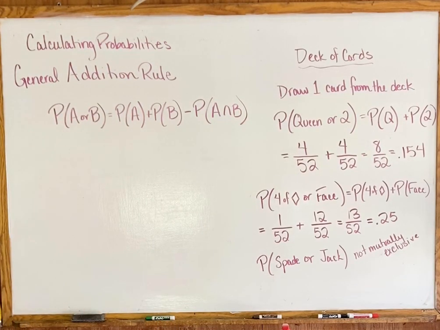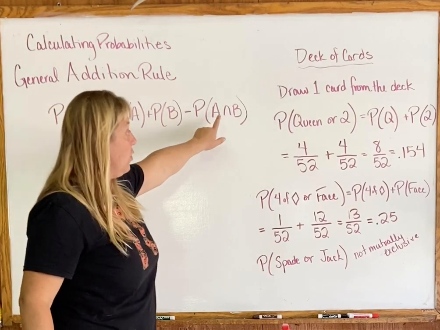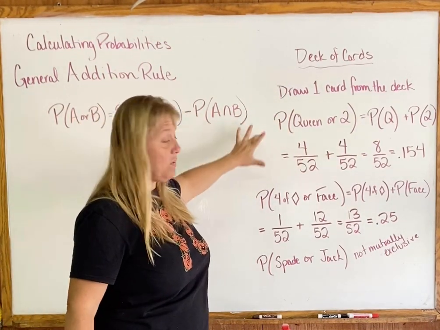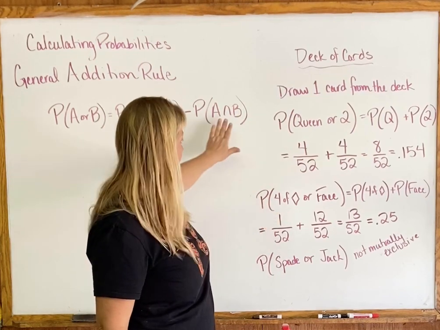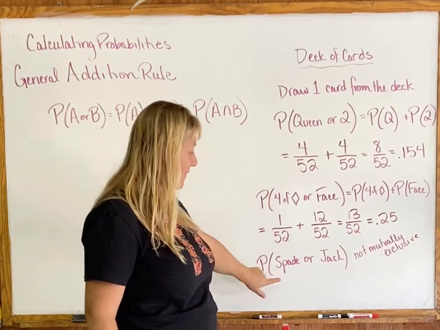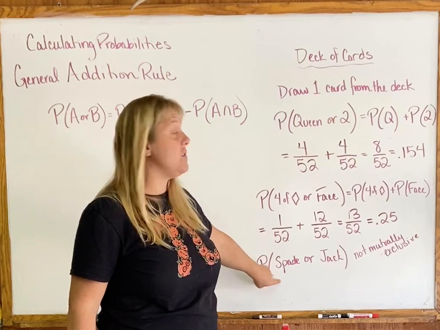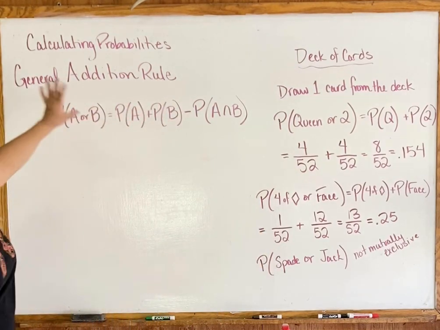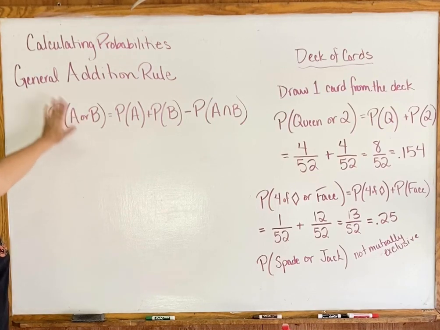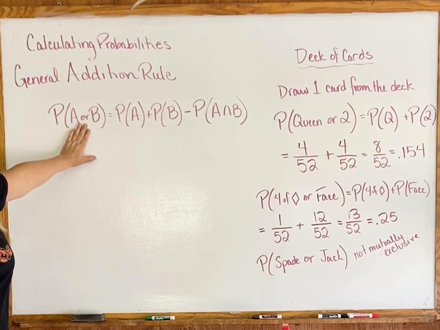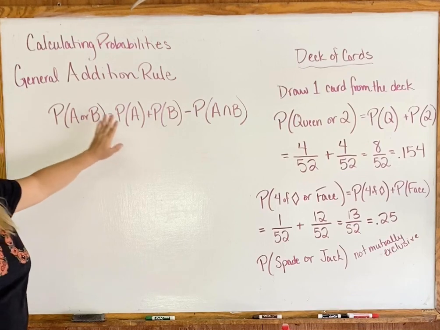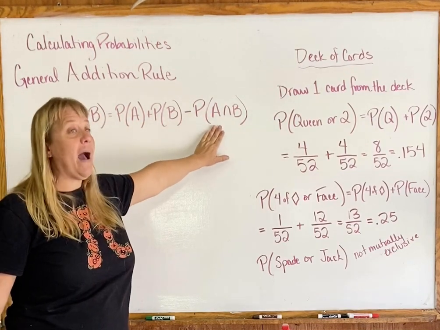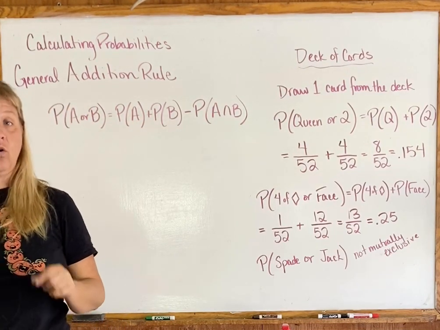Okay, so we subtract the probability of A intersect B, and that's that overlap. In these 2 examples, there was no overlap, right? No overlap here. But in this example, there is going to be an overlap. Notice, no words about mutually exclusive or anything. So the general addition rule: whenever it says "or," it's an addition problem, but then you have to think about subtracting any overlap.